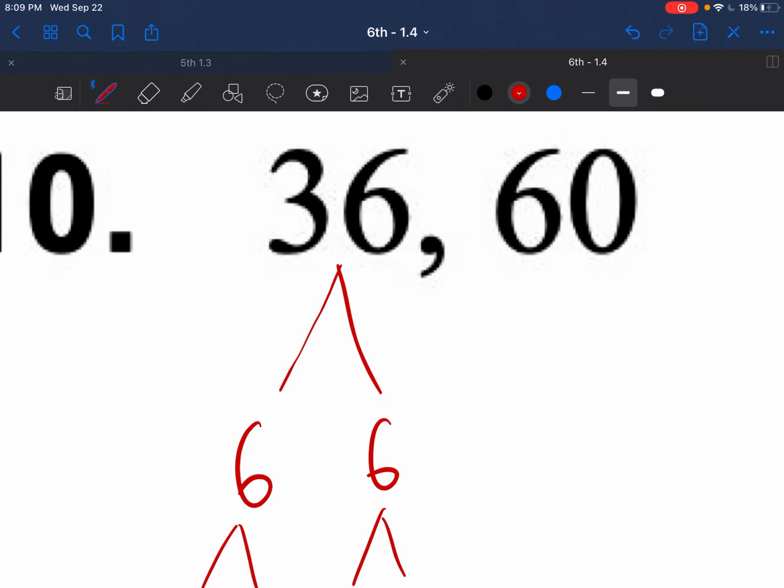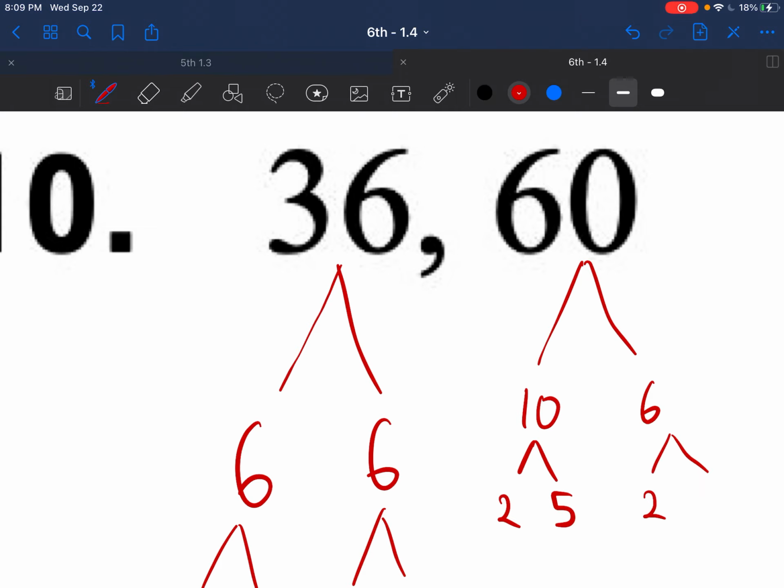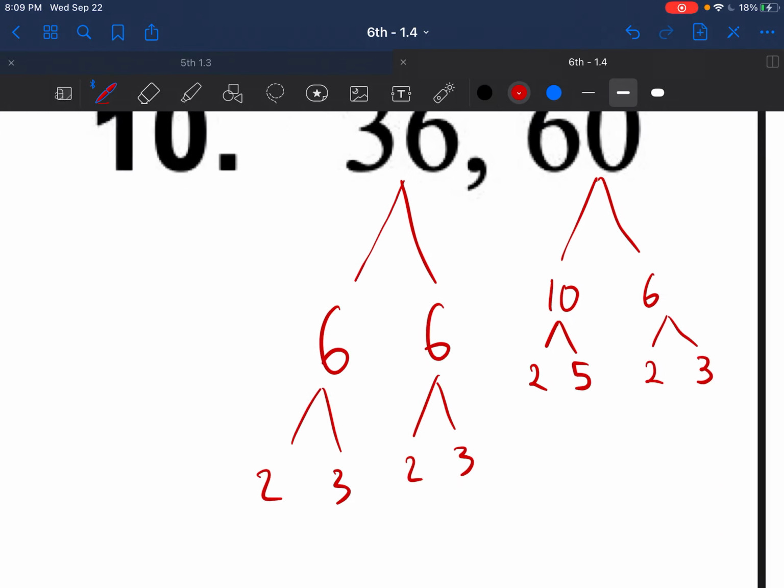Let's think of some numbers that give me 60. So we have, let's see, 10 and 6. We have 2 and 5. And what numbers give me 6? We have 2 and 3. All right, let's see what they have in common.